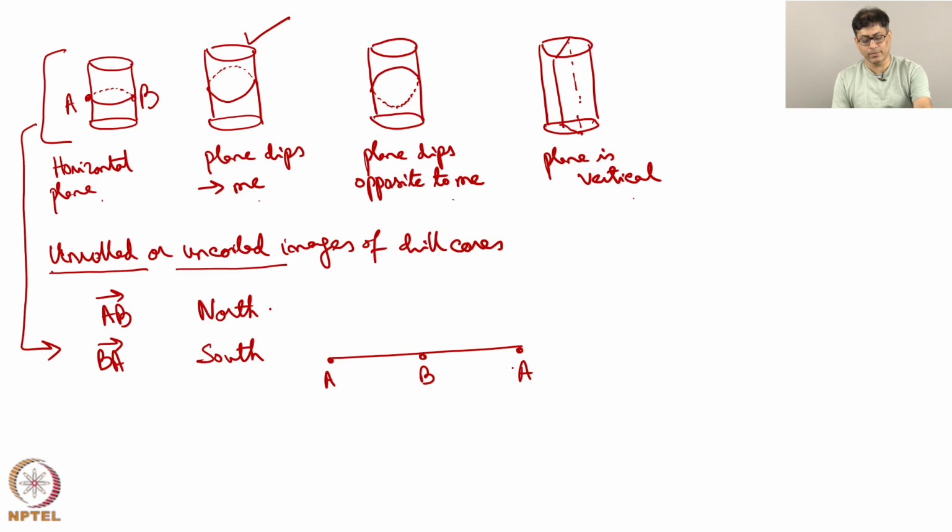What does this straight line indicate? Upon unrolling or uncoiling, the horizontal plane appears like this in the image. So, this is the projection of a horizontal plane in this particular case.